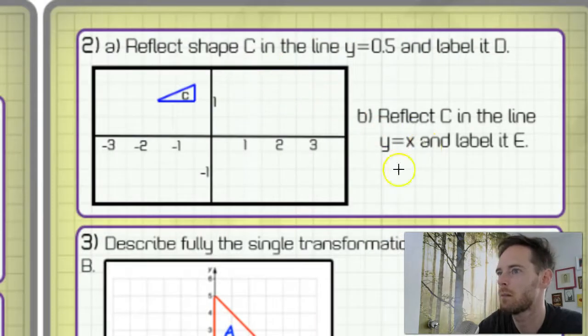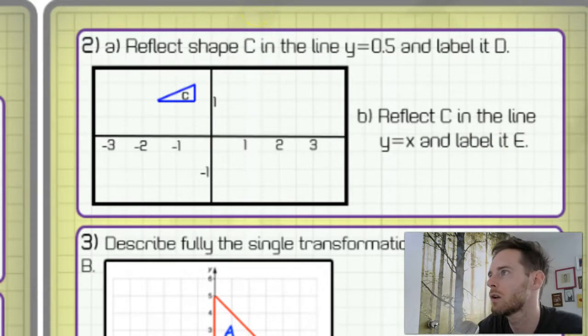Now, the next one, hopefully you can see this question here. I think you probably can. But 2 parts to it. A, reflect shape C in the line y equals 0.5 and label it D. And then B asks us to reflect shape C in the line y equals x and label it E. So it's a lot more complicated than the first one, but pretty simple if you understand equations of lines.